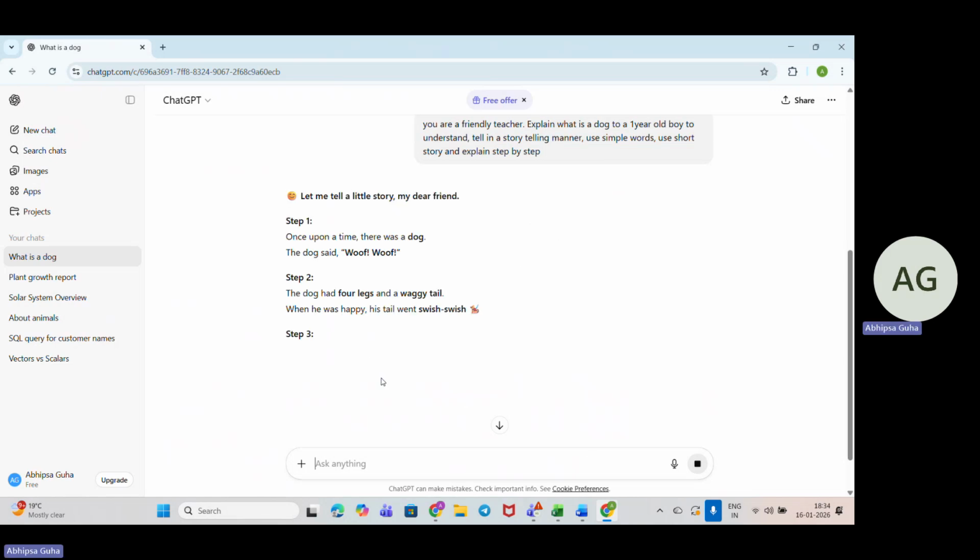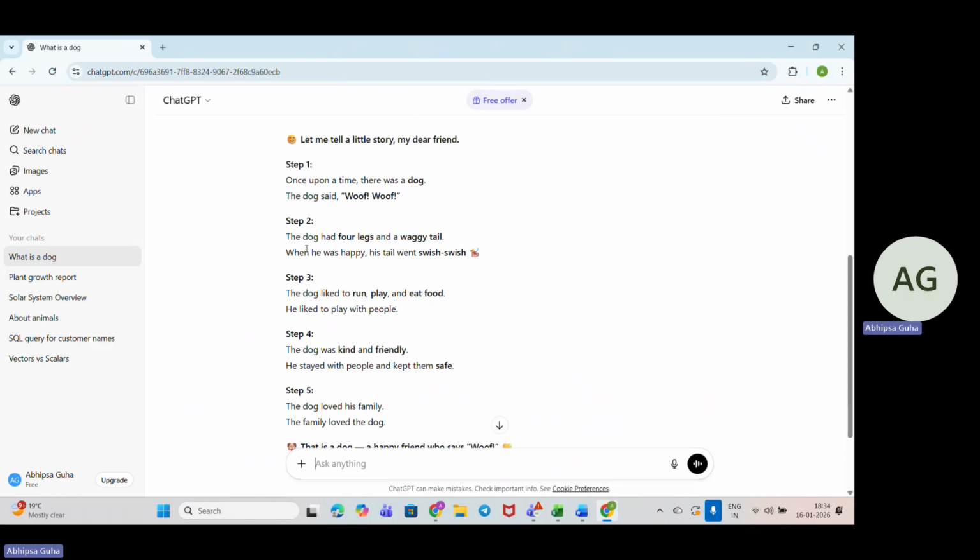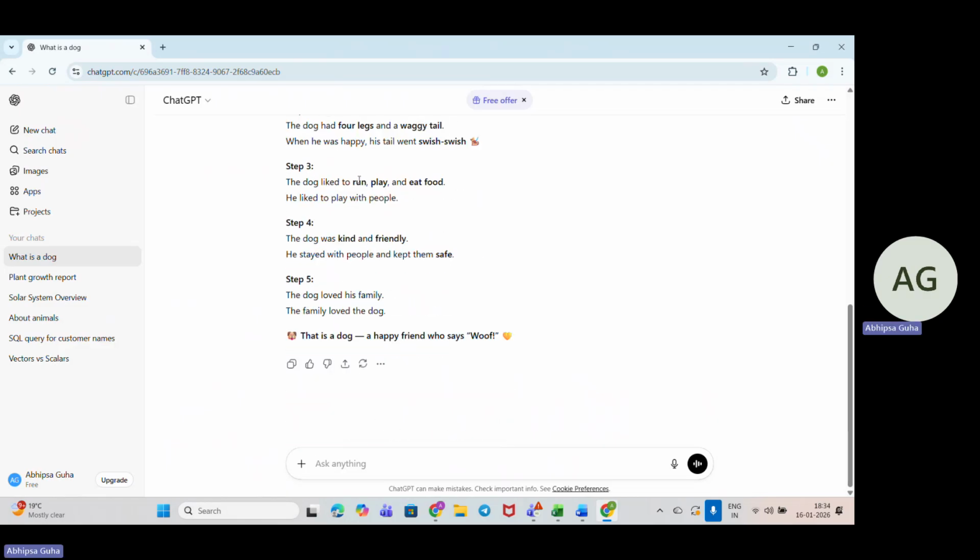So it has given the response based on steps. Once upon a time, there was a dog. The dog said woof woof. The dog has four legs and a waggy tail. When he was happy, his tail went swish swish. Next, third step: the dog likes to run, play, and eat food. He likes to play with people. The dog was kind and friendly. He stayed with people and kept them safe. The dog loved his family and the family loved the dog. That is a dog, a happy friend who says woof.